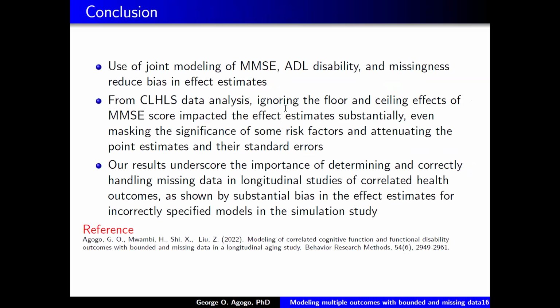And now from the real data analysis, from this Chinese data, we saw that if we ignore the floor and ceiling effects of the MMSE score, the effect estimates are impacted substantially. We saw they are attenuated, even masking the significance of some risk factors. Attenuating basically means that the effect estimates are biased towards a null value of no effect. And also their standard errors are underestimated.